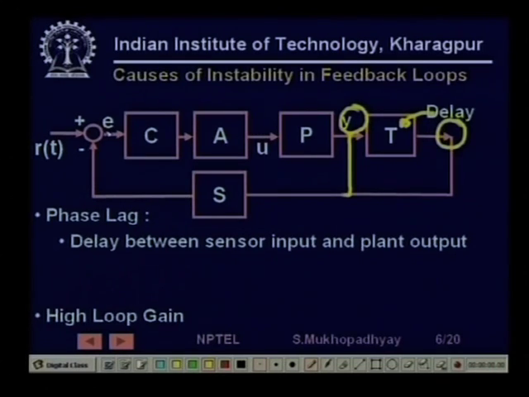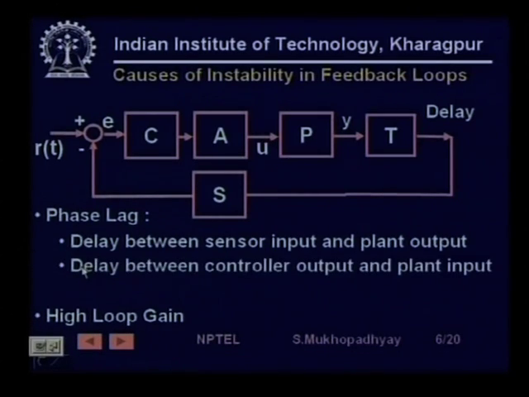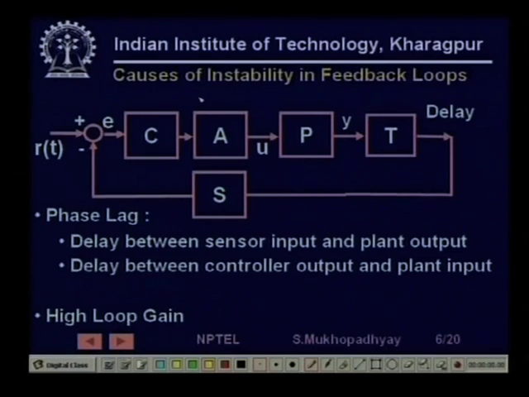Similarly, there could be delays between controller outputs and plant inputs, right. This very often happens, so there could be a similar delay block at this point. Then also there is an overall delay; every time we have to see what is the delay or phase lag between this point and this point, that is the loop phase delay. It could be here, it could be here, at any point, or it could even be in the sensor.